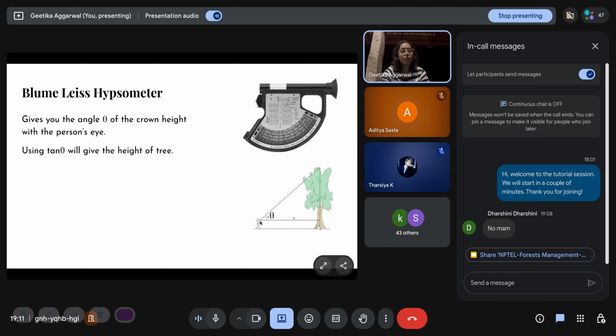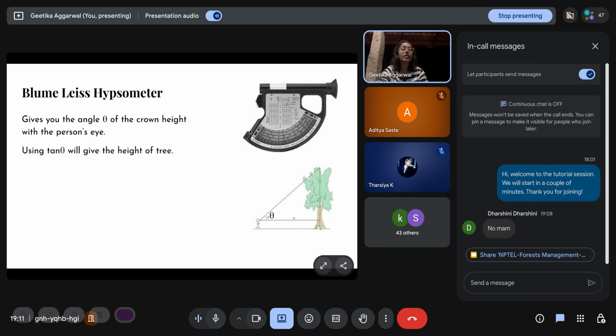You use the hypsometer and put it in so that your eye is facing the crown of the tree. So this is an eyepiece. You put it on your eye, and then you look towards the crown of the tree, and that will give you the angle theta, and using tan theta you can get h upon a. So it will give you this value from which you can get h, and h you add to your own eye level height, and then you will get the height of the tree.